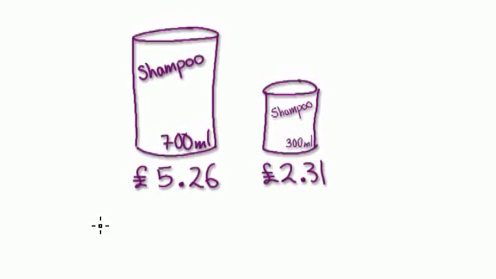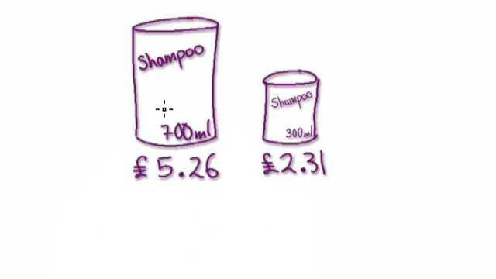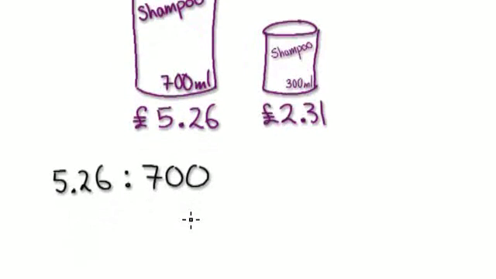You have to put up a good argument. Okay, so somehow work out which one is better value for money. So press pause and have a go. Okay, so to do this, let's just look at the big version. Let's try and summarize this. £5.26. Okay, 700 here.